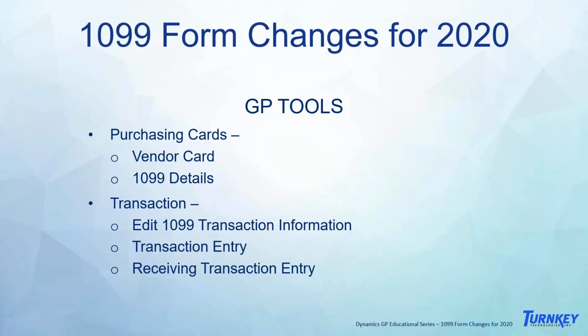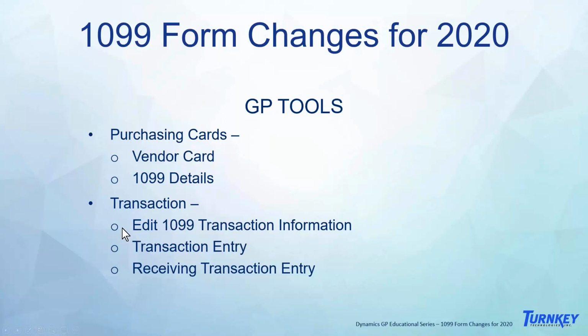But to do 1099 reporting requires a variety of tools. You've got the vendor card where the basic information is stored for each vendor. You've got a 1099 details card where you can look at what the report is going to look like for that year. We'll go through each of these individually, so don't get hung up on that just yet.